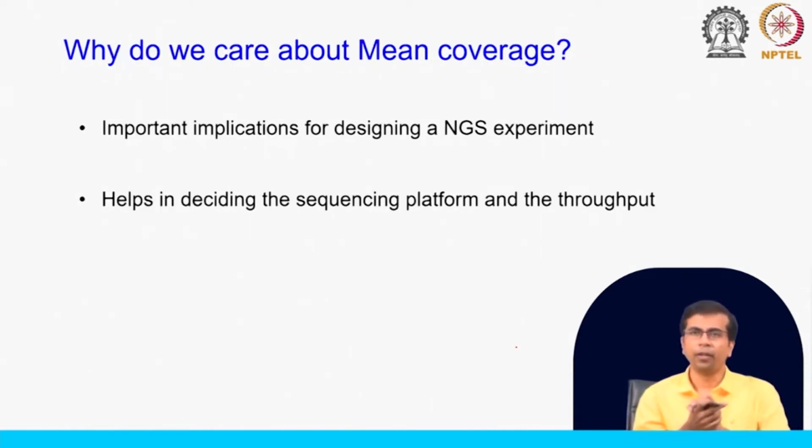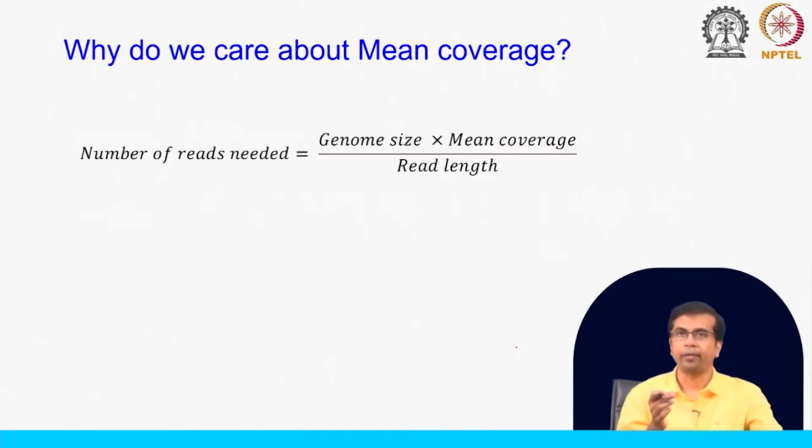Now, the question is, why do we care about this mean coverage? This is very important. One of the first points is this has very important implications for designing an NGS experiment, and it helps in deciding which platform you want to use and the kind of throughput that you require. This is the formula that we will use when we are designing an experiment: the number of reads that are needed for our experiment is actually given by this.